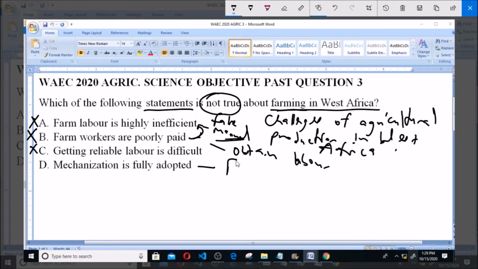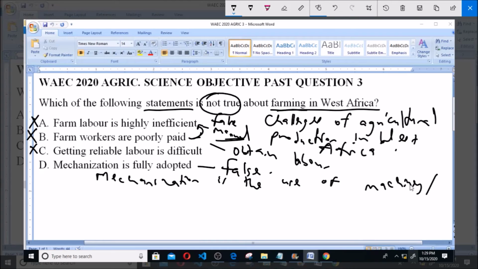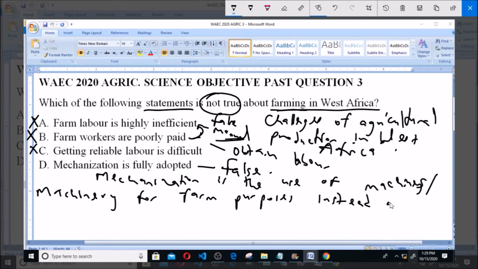Now option D says mechanization is fully adopted. Now this statement is false. Okay, now mechanization refers to the use of machines or machinery for farm purposes instead of other sources such as manual labor.